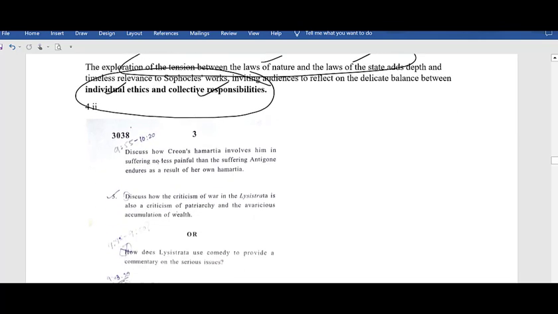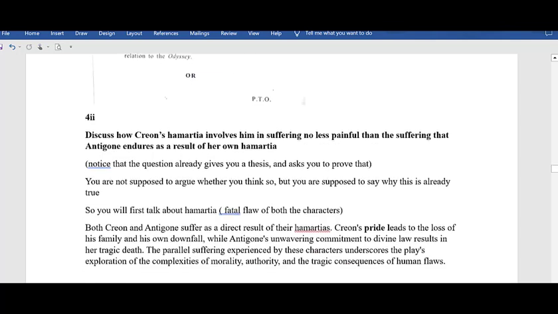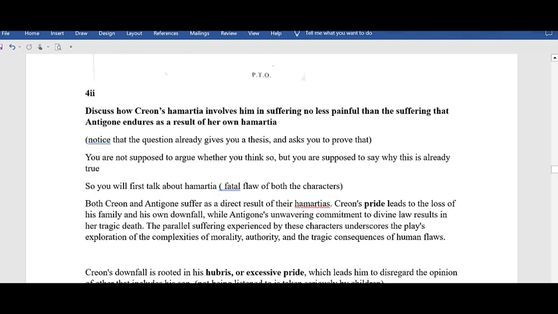Okay, now we look at the next question, which is: discuss how Creon's hamartia involves him in suffering no less painful than the suffering that Antigone endures as a result of her own hamartia. Now this is also a slightly tricky question. Notice that the question already gives you a thesis, and it asks you to prove that.